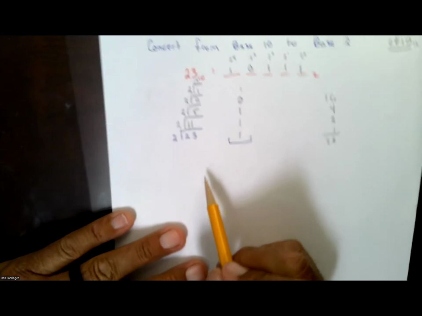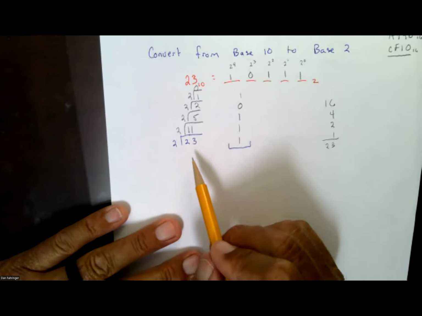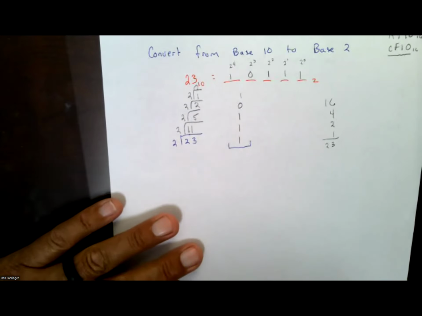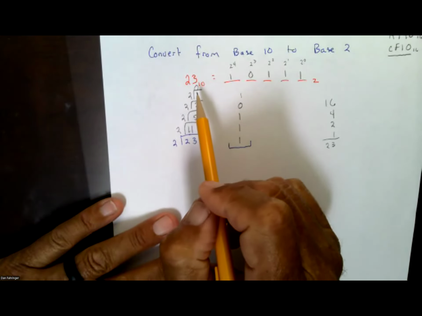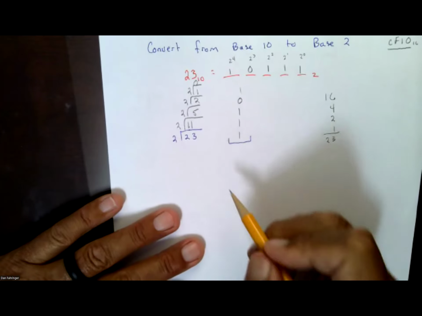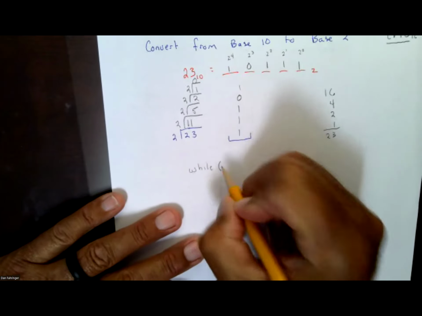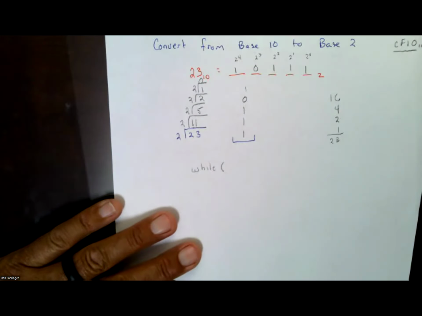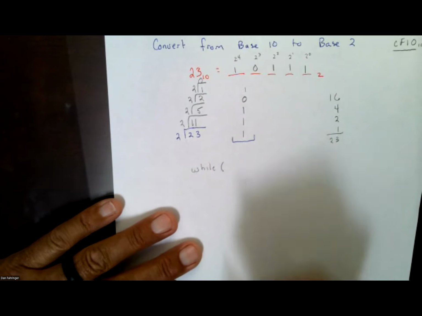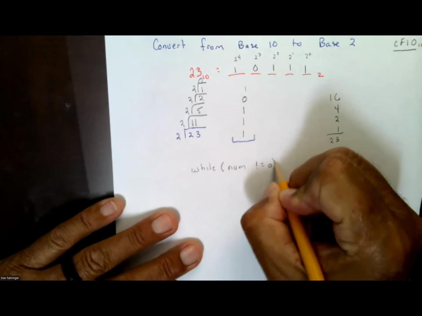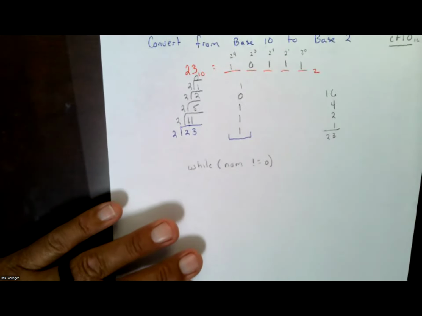Could I write some pseudocode here? Could I have a loop until whatever I want to call this is 0? While, what do we want to call that? Num. Num, good. While num is not equal to 0, what am I doing inside of here?